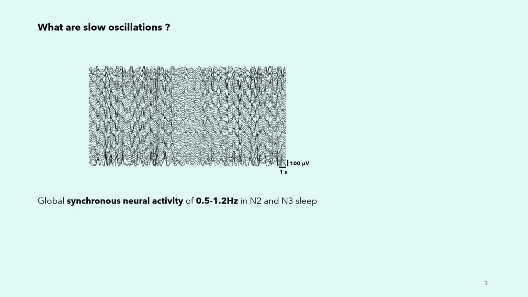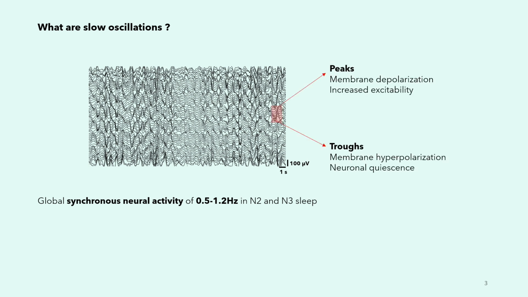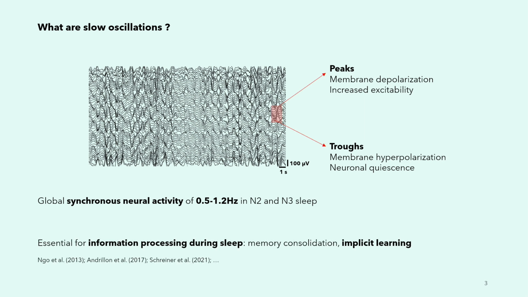One example of such oscillations are the so-called slow oscillations, which are periods of global synchronous neural activity oscillating between 0.5 and 1.2 hertz, observed in the deepest stages of sleep, N2 and N3. These are characterized by peaks of increased neural excitability and troughs of neural acquiescence. Now, why are they interesting? Because they've been repeatedly implicated in information processing during sleep and, of relevance to us, in implicit learning during sleep.